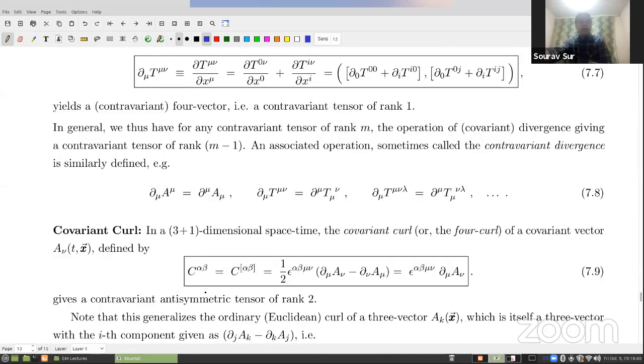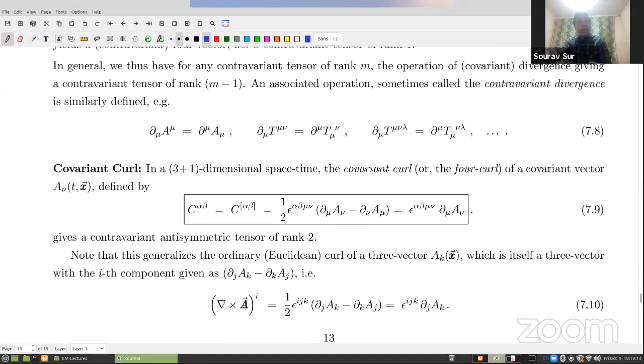And finally, you can also write the covariant curl in terms of the Levi-Civita tensor. The Levi-Civita tensor is the tensor which is totally antisymmetric. In 4 dimensions, it should have 4 indices. Okay, this is the contravariant version of the Levi-Civita tensor. There is a covariant version of the Levi-Civita tensor as well. The indices could be raised or lowered using the metric tensor.